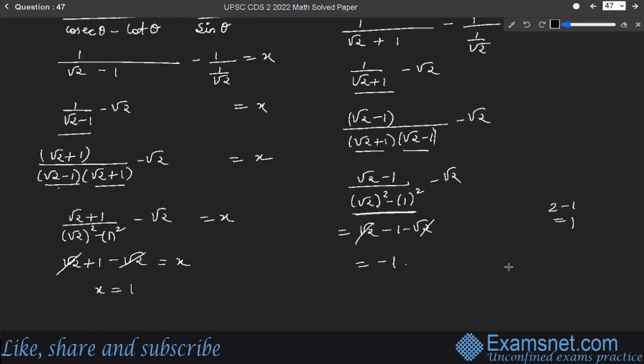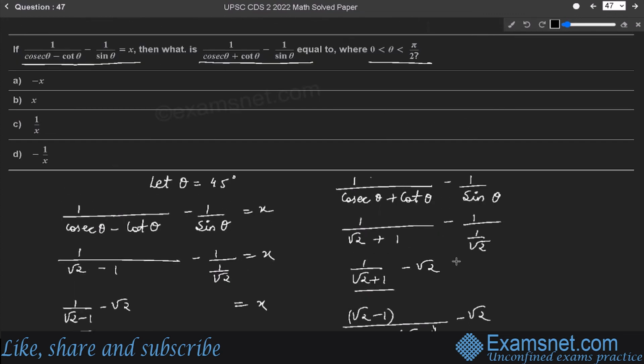You can see that x is equal to 1. So since the value is minus 1, it means it is equal to minus of x. So the correct option here is minus of x, which is option A.